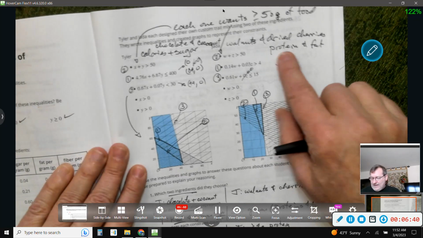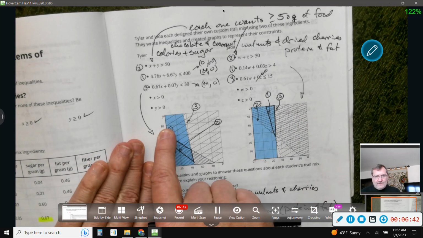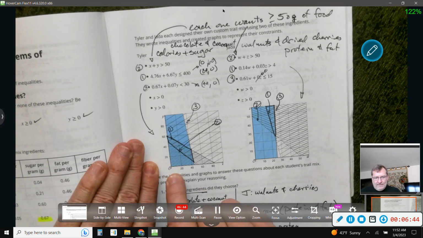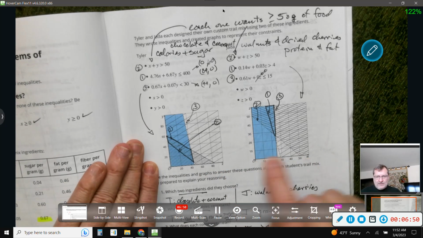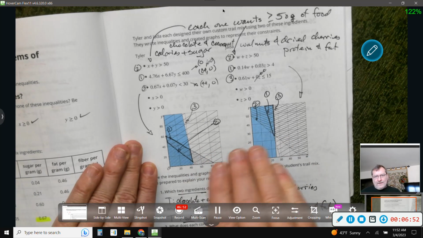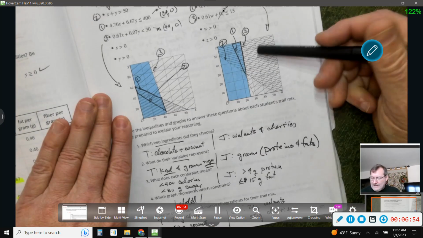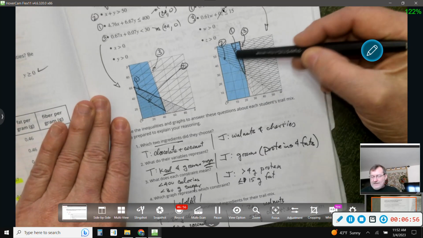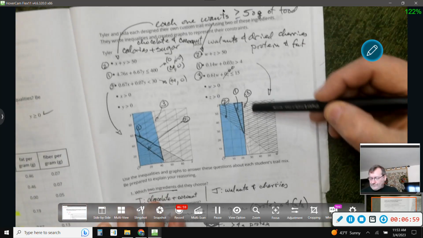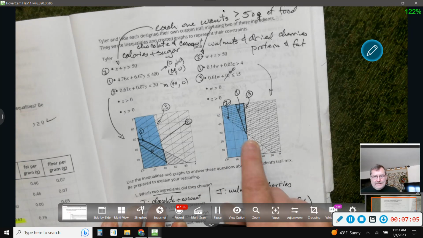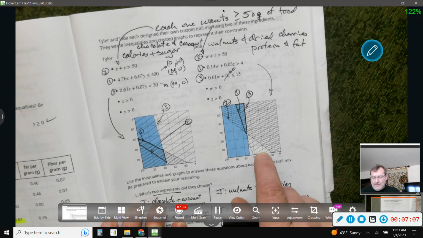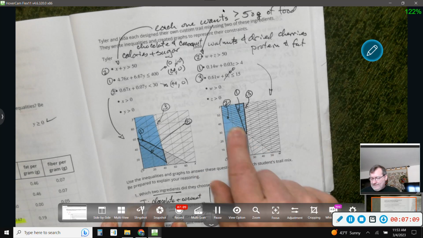When it comes to Jada, now you'll notice the scales are different here. This is 0 to 100, 0 to 100. This is 0 to about 60, 0 to about 60. So the scales are different, so don't misinterpret too much. This is a fairly tight range for what she wants. Again, everything has to be below 50. And you have to have 50 grams, or excuse me, more than 50 grams of the total.